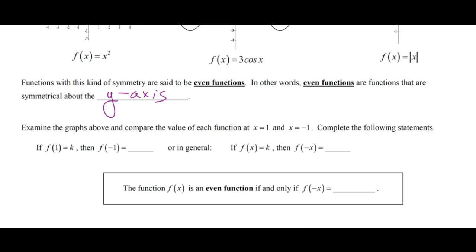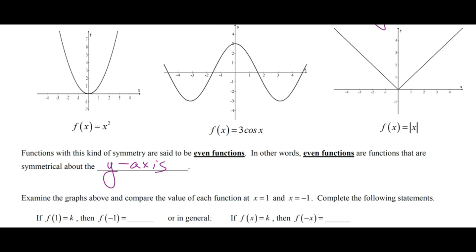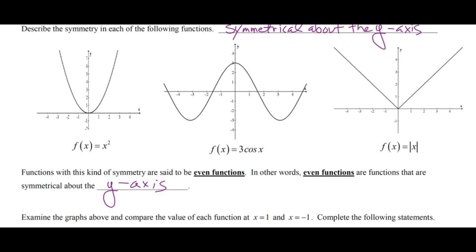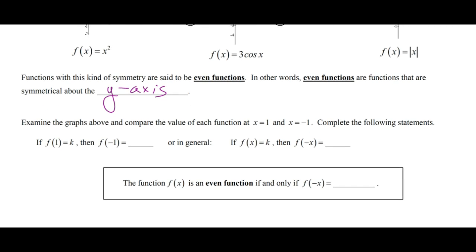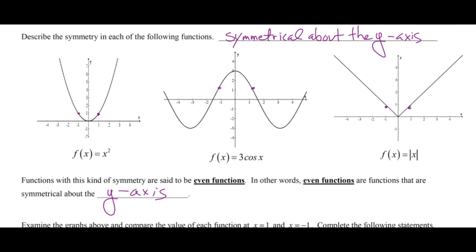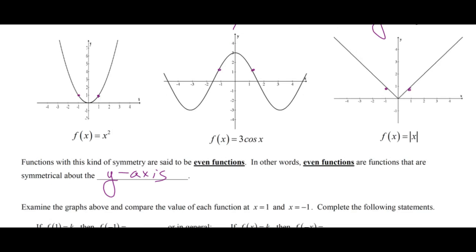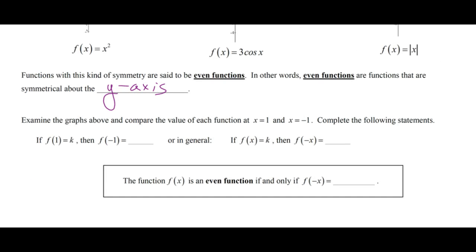Examine the graphs above. Compare the value of each function at x equals 1 and x equals negative 1. Complete the following. So if f of 1 is equal to k, then what's f of negative 1? k. Or in general, if f of x is equal to k, then f of negative x is equal to k.